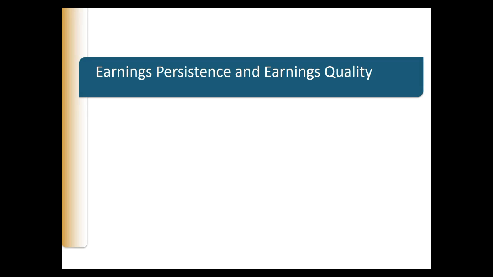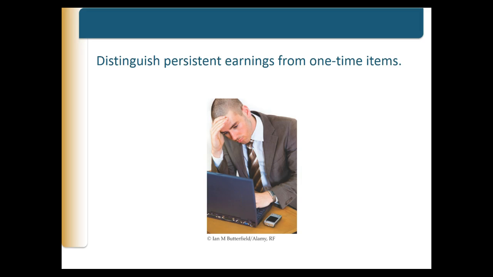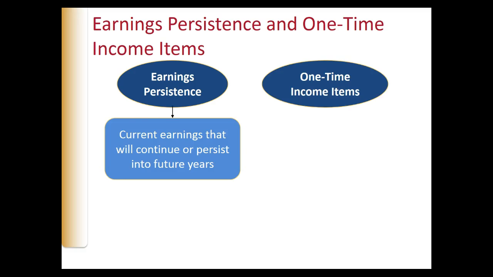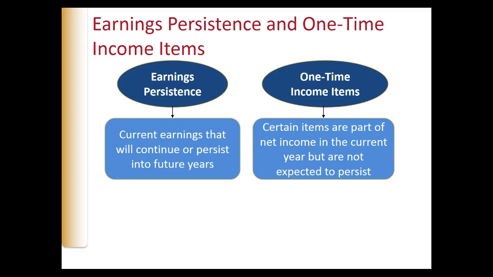Investors are interested in whether earnings will remain strong and in the quality of those earnings. We're going to examine these topics in this section here. We're going to distinguish between persistent earnings and one-time earnings. So to make predictions of future earnings, investors look for the current earnings that will continue, or are persistent, to future years.